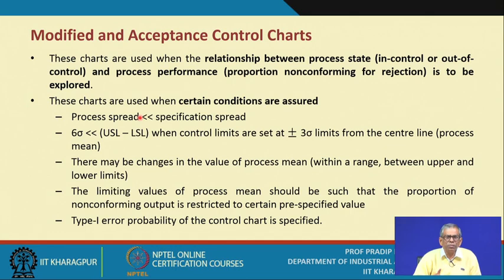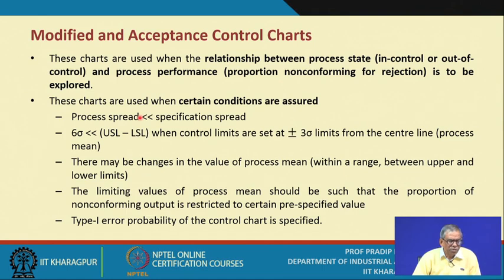And what is the specification spread? Specification spread depends on the type of quality characteristic. If it is a quality characteristic where double specification limits are valid, then it is the distance between the upper specification limit and the lower specification limit. And if you deal with physical characteristics, it may be the upper tolerance limit minus the lower tolerance limit. So the process spread should be substantially less than the specification spread.